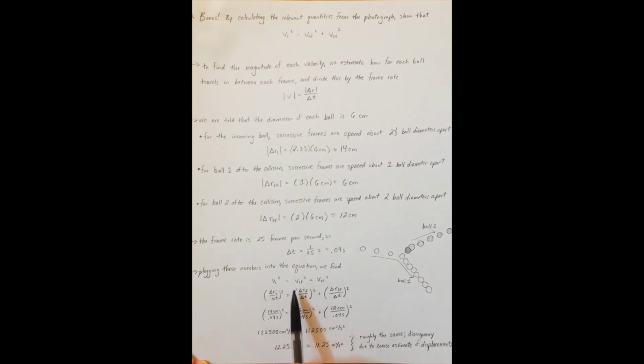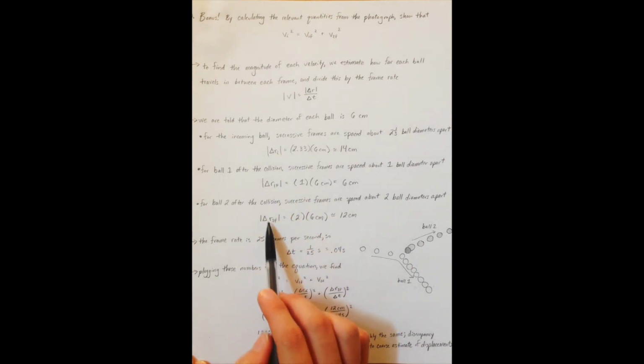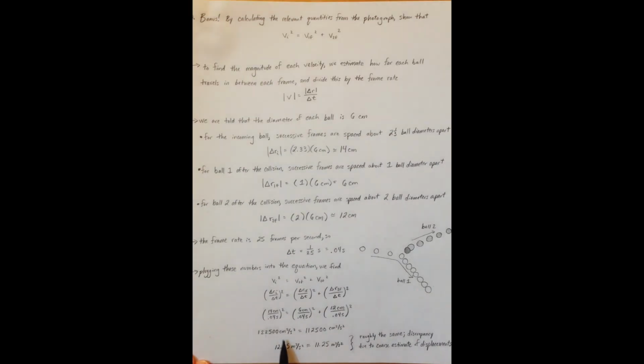To finish the problem, we rewrite this equation in terms of displacements and times and plug in each of these numbers that we calculated. After converting our numbers to meters squared per second squared, we find that v sub I squared is roughly equal to 12.25 meters squared per second squared, and that this sum here is roughly equal to 11.25 meters squared per second squared.